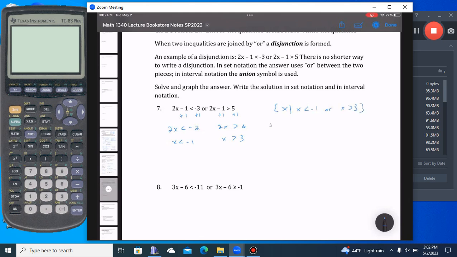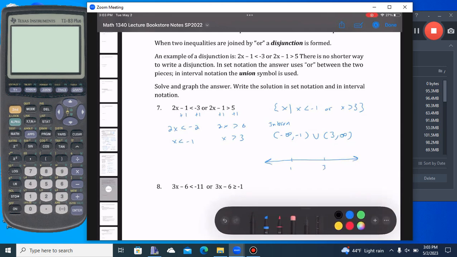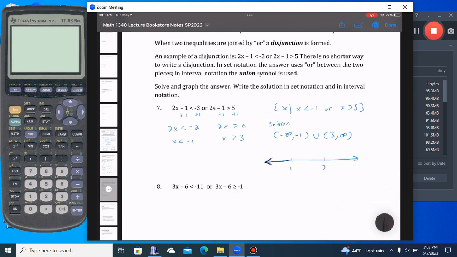In interval notation, we use a union symbol. So we do -infinity to -1. -1 is not included, so we use a parenthesis. Union with 3, also not included, to infinity. And then graphing: -1 and 3. Everything less than -1, so it's on the left side, not including that, and everything greater than 3, so it's on the right side.